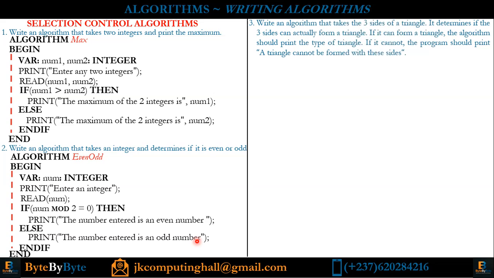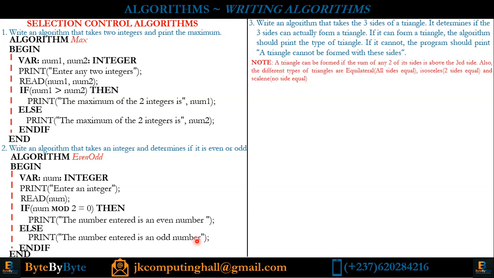Question number 3, a tough one. Write an algorithm that takes the three sides of a triangle. It determines if the three sides can actually form a triangle. If it can form a triangle, the algorithm should print the type of triangle. If it cannot, the program should print a triangle cannot be formed with this side. They added, note, a triangle can be formed if the sum of any two of its sides is above the third side. Also, the different types of triangle are equilateral, equal side, isosceles, two sides equal, and scalene, no side equal.